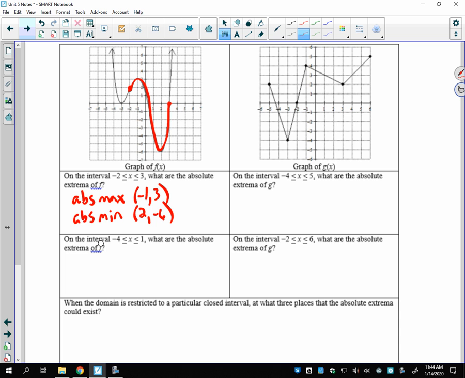And if we look at this one, it says on the interval -4 to 1, so only from -4 to 1, so that would be from here to here. What are the highest and the lowest points there? Well, the absolute max is now this endpoint here, right? That's the highest point. So that would be -4, 5. And the absolute min, I think, is the other endpoint at 1, -3, I think.